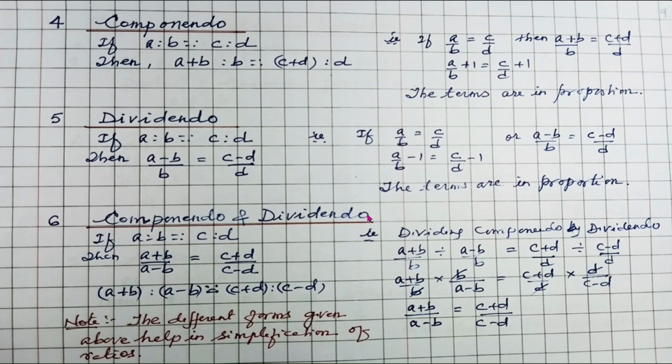In componendo and dividendo, what we do is we take both componendo and dividendo, that is A plus B divided by A minus B is equal to C plus D divided by C minus D. Rather, A plus B is to A minus B is proportional to C plus D is to C minus D, and it is very simple. Divide the componendo by dividendo, we will get this relation, that is A plus B is to A minus B is proportional to C plus D is to C minus D, and the different forms given above help in simplification of ratios, very useful in calculations as far as ratios are concerned.